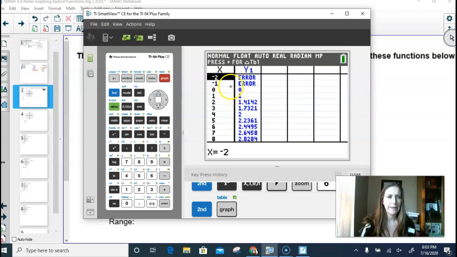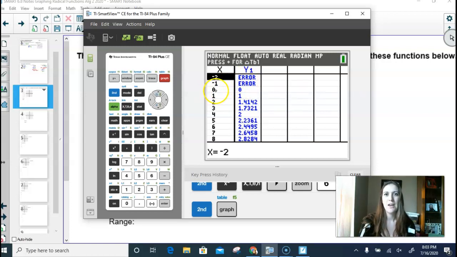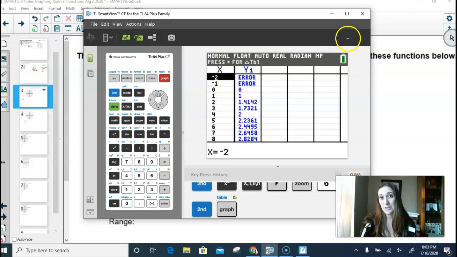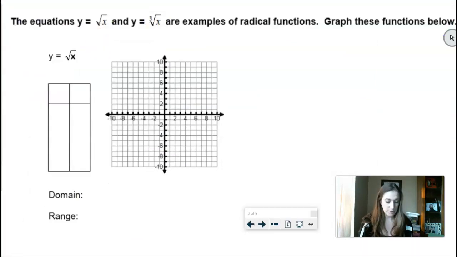If we go to the table, something interesting happens if you scroll backwards in the table and it starts giving you errors. That's because the square root function is not defined for real numbers beyond a certain point. And let's think about that from an algebraic standpoint. We're taking the square root as an output, okay?